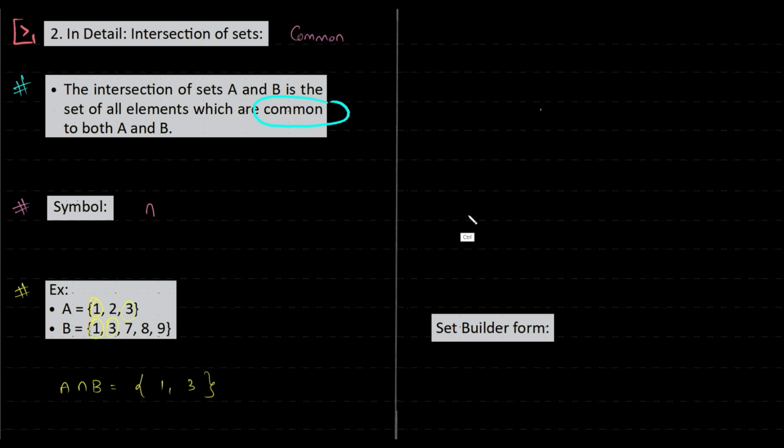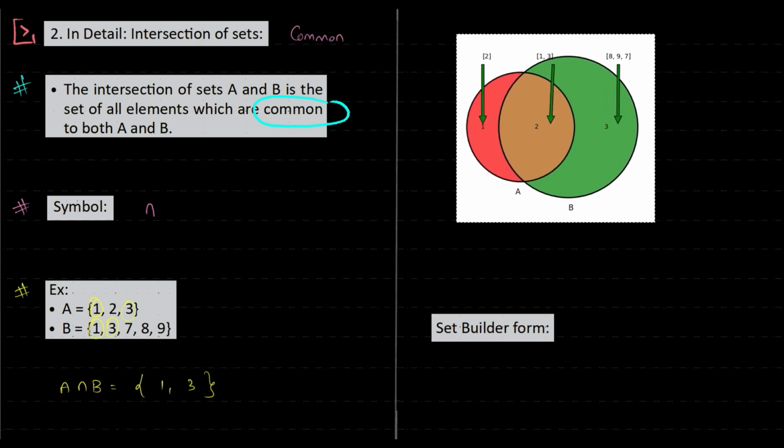Okay. As a Venn diagram, we have the same example. So which region will represent our intersection? Yes, this one, right? The region that is common between A and B is this particular region. We can see over here we have 1 and 3 at the top. Can you see that? So that's the element related to this particular region. So we have the same answer over here.